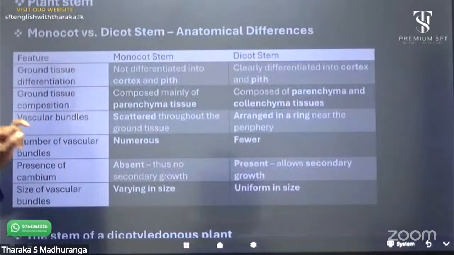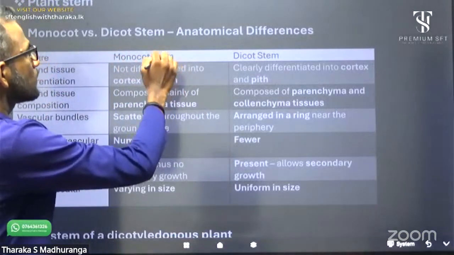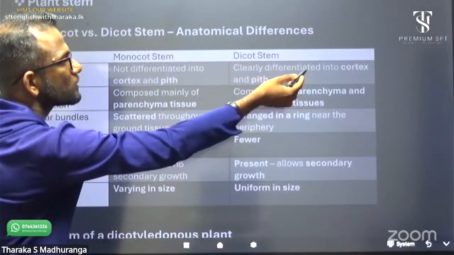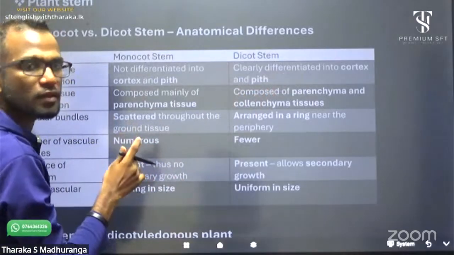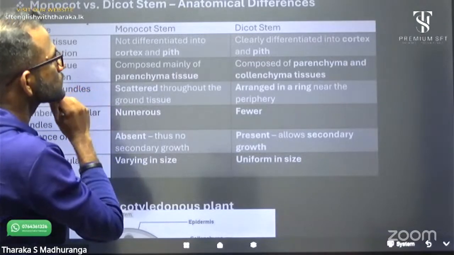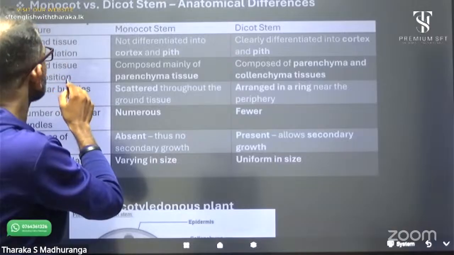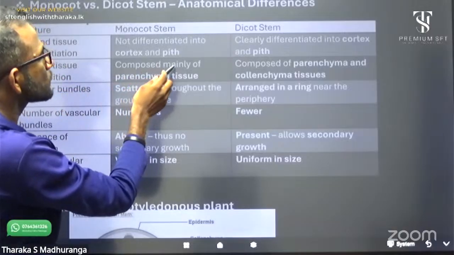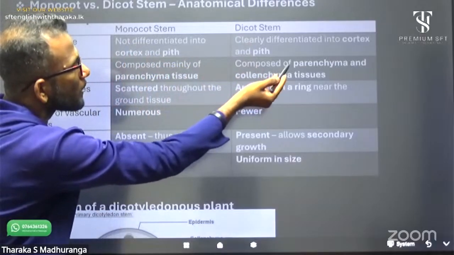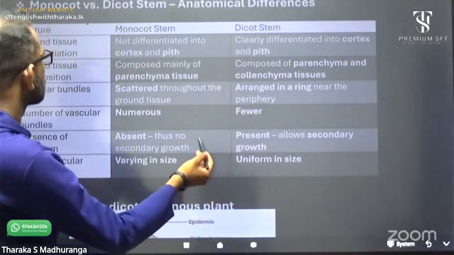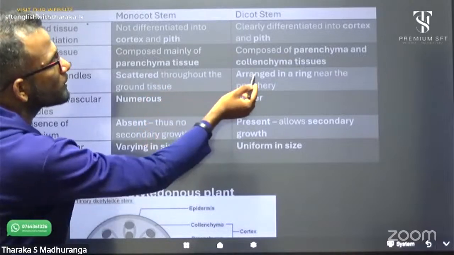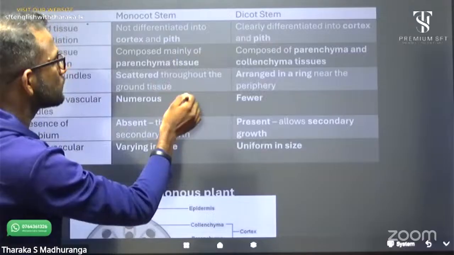Ground tissue differences. See, the monocot is not clearly differentiated into cortex and pith, but the dicot is clearly differentiated into cortex and pith. Ground tissue composition: ground tissue is composed mainly of parenchyma in monocots. In the dicot stem, parenchyma and collenchyma both. That's not important. Vascular bundles: in dicots they are arranged as a ring. In monocots, they don't have a specific order.